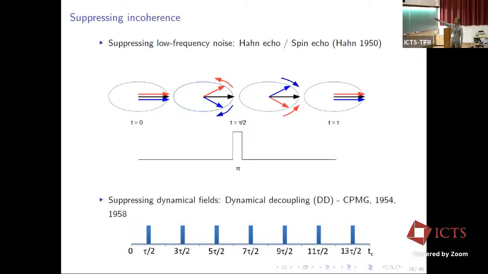So after an equal duration of time, they all rephase. They all come back to the same phase. So this is called Hahn echo. So dephasing is cancelled.